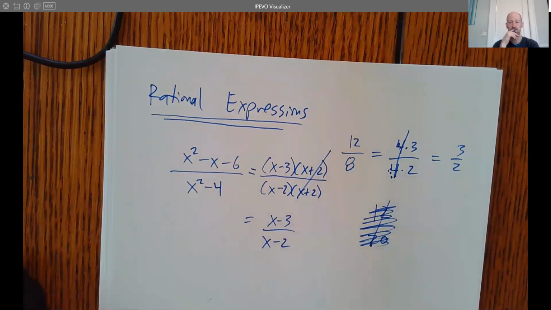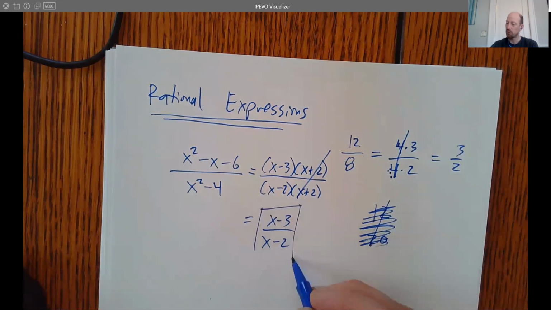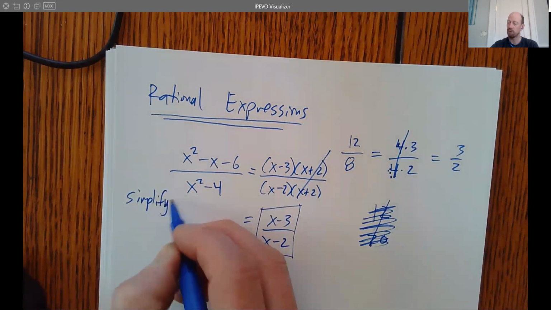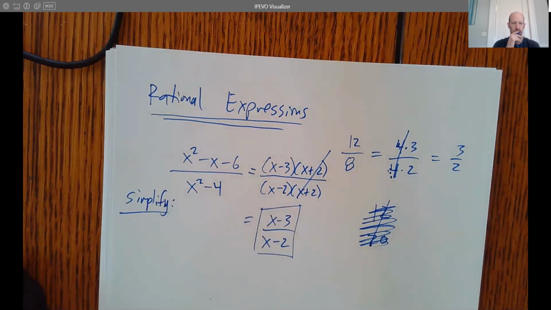I have to keep those separate. They're not the same. Don't get fooled by the x there. Think of it as being enclosed within the parentheses: x minus 3 and x minus 2. And that's what I'm looking for when I try to simplify an expression.